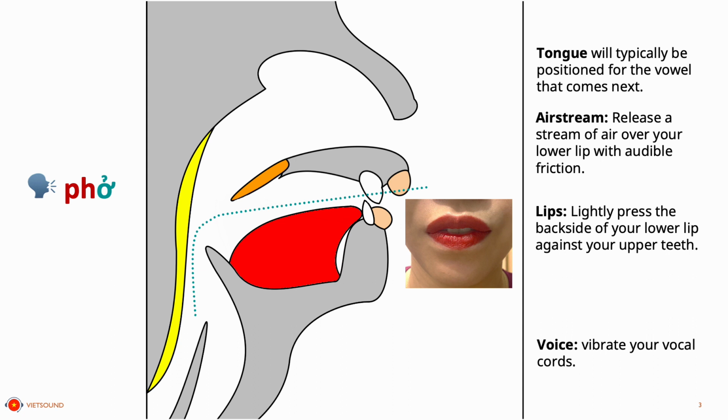The last thing you have to remember about the F sound is that it is a voiceless sound, so you don't have to vibrate your vocal cords. Now let's try to say the sound.